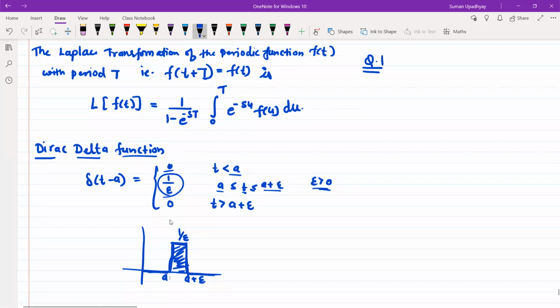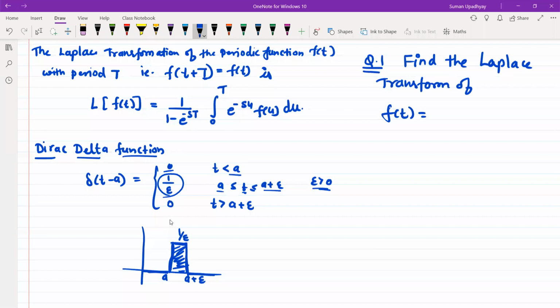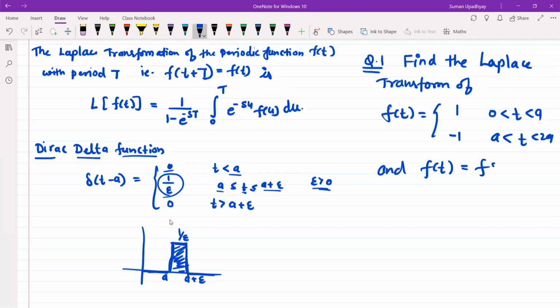Question number 1 on periodic function. Find the Laplace transformation of f of t, which takes two values, 1 and minus 1, for a less than t less than 2, and also we are given that f of t is equal to f of t plus 2a.